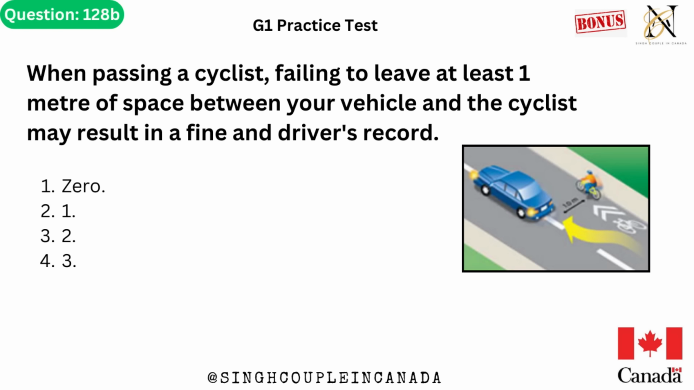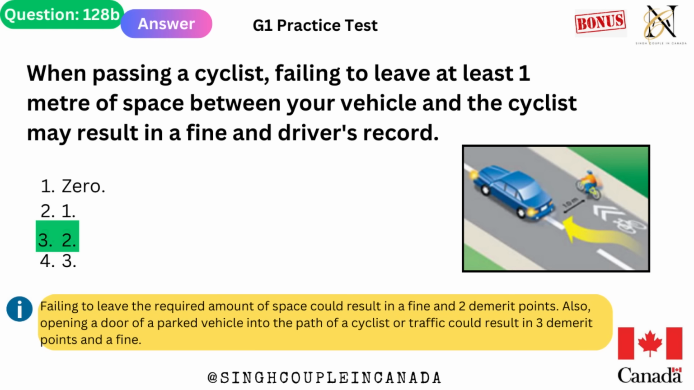When passing a cyclist, failing to leave at least 1 meter of space between your vehicle and the cyclist may result in a fine and demerit points on your driver's record. How many? 1. 0. 2. 1. 3. 2. 4. 3. The answer is 3. 2. Failing to leave the required amount of space could result in a fine and 2 demerit points. Also, opening a door of a parked vehicle into the path of a cyclist or traffic could result in 3 demerit points and a fine.